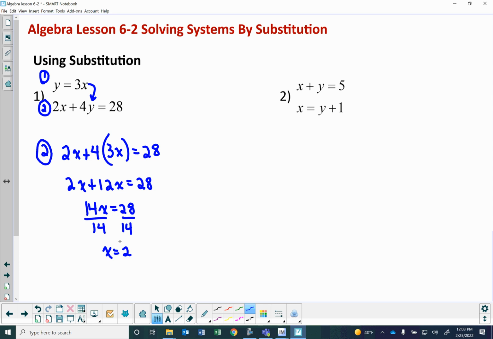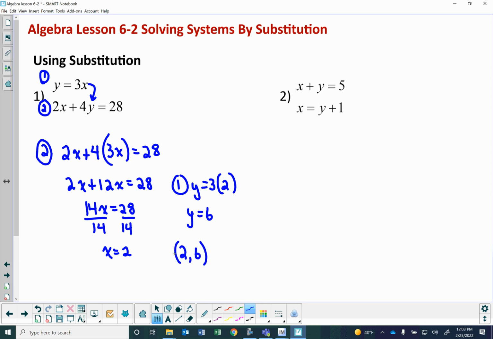If x is equal to 2, now to solve for y, I'm going to plug 2 back into equation 1 because equation 1 is already solved for y. So in equation 1, I know that y equals 3 times x, but x is 2. So y is equal to 6. So the solution to this system is x equals 2, y equals 6.